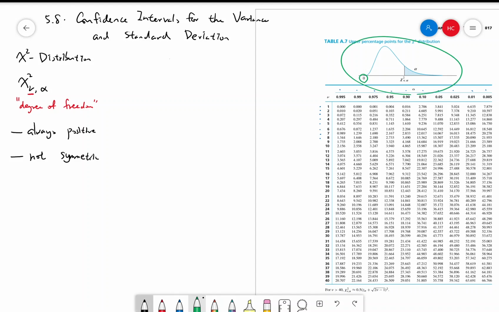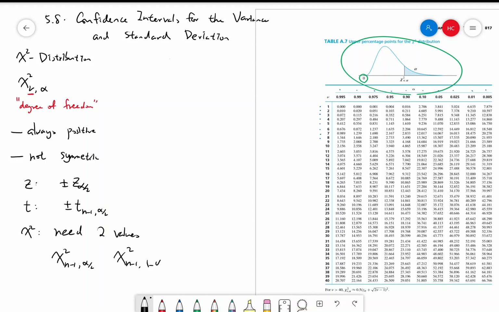This actually matters because for z, all we need is to find plus minus z sub alpha over 2. For t, all we need is to find plus minus t sub n minus 1 comma alpha over 2. But for chi-square, because it's not symmetric, we need two values. One being chi-square with degree of freedom n minus 1 comma alpha over 2. But we also need a value of chi-square with degree of freedom n minus 1 and 1 minus alpha over 2. That's why for alpha equal to 0.025, the value for alpha equal to 0.975 is also provided.